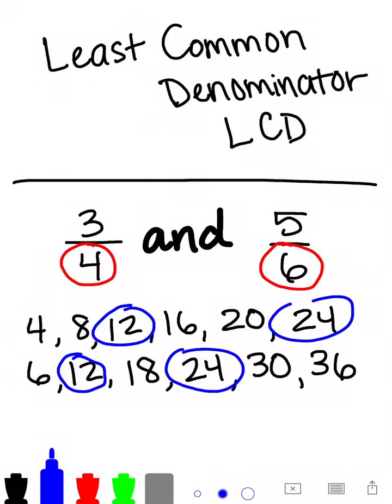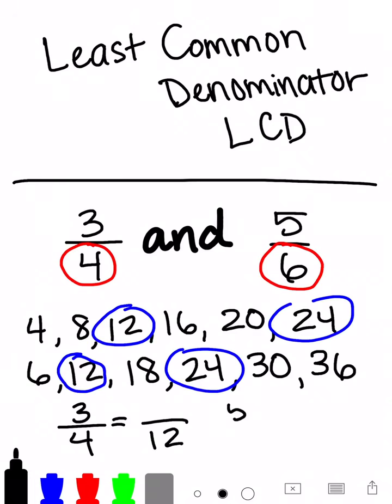So from here, things are going to be a little bit different. So we would write 3/4. And since we're using 12 as our denominator, we're going to set that equal to 12. And then we'd write 5/6 and set that equal to 12 as well. Okay. Now we have to figure out how to change these fractions. So I'm going to use blue actually.